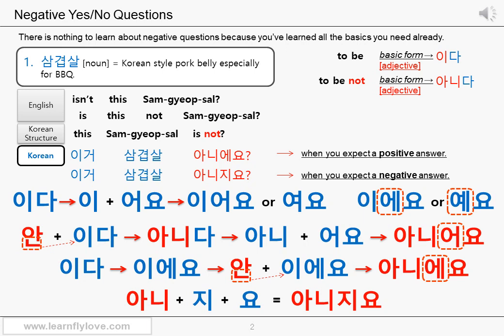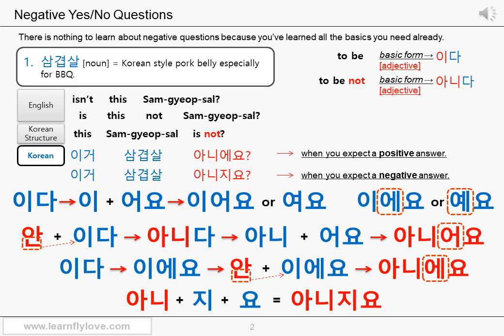Perfect. You can put any noun in the position of 삼겹살 and make up millions of questions like this. Then let's see the second Korean sentence together. 이거 삼겹살 아니지요? What is 아니지요? This is the important part. Please listen carefully. Let's see how it's made first. We know that 아니 is the stem of 아니다, and 요 is an honorific suffix.